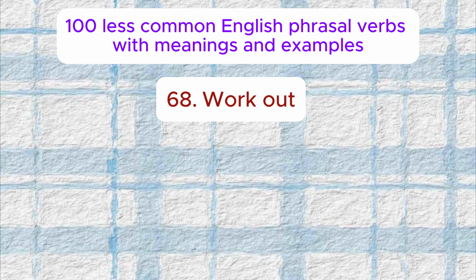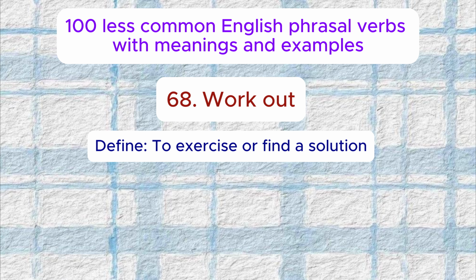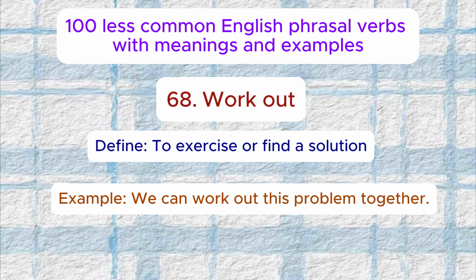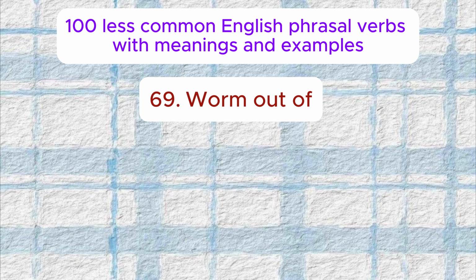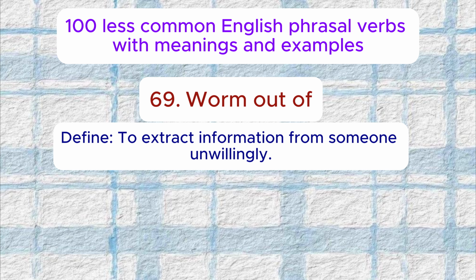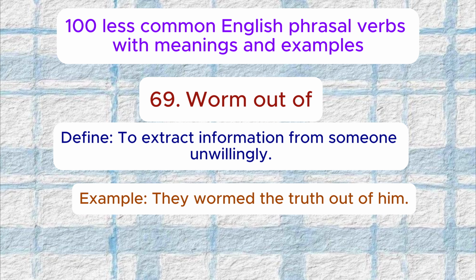68. Work out. Define, to exercise or find a solution. Example, we can work out this problem together. 69. Worm out of. Define, to extract information from someone unwillingly. Example, they wormed the truth out of him.